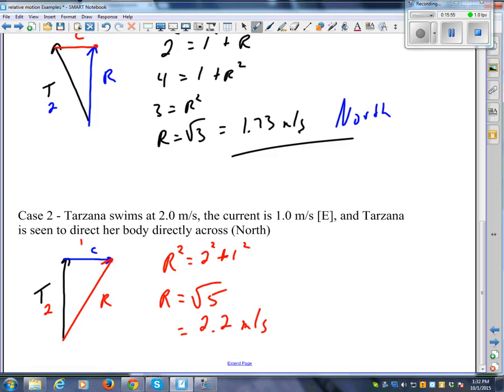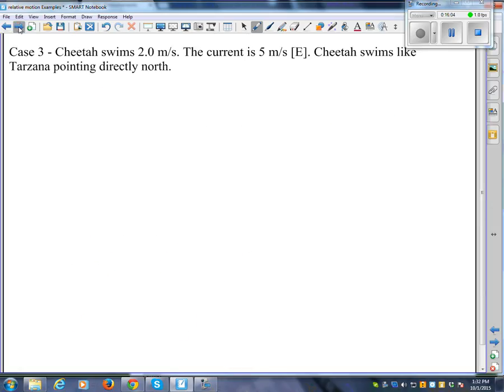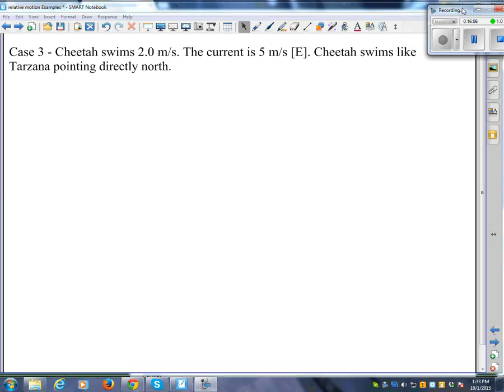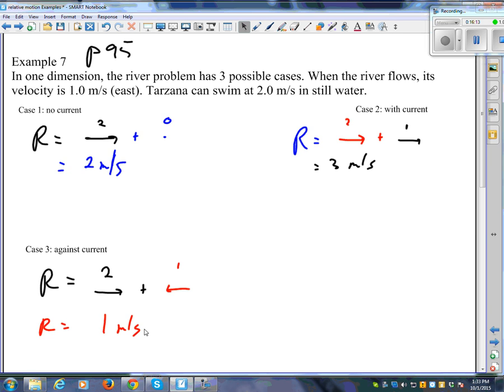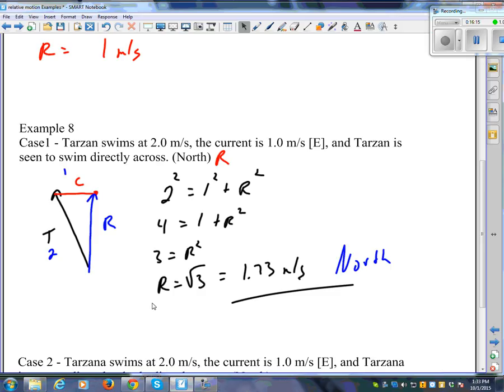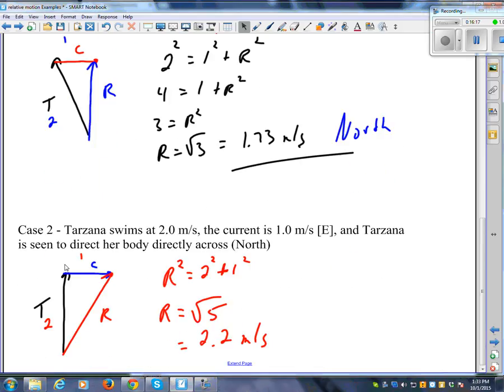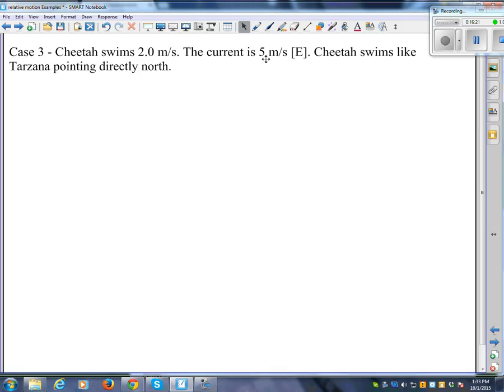Case 3 is old Cheetah, the Brownie Faithful pet. Always makes me laugh. How about you guys try this one on your own? What do you give me that head shake for? Is this any different than case 2? Exactly the same as case 2, except now the current isn't 1, the current is 5. Go ahead and try case 3, I'll be right back.